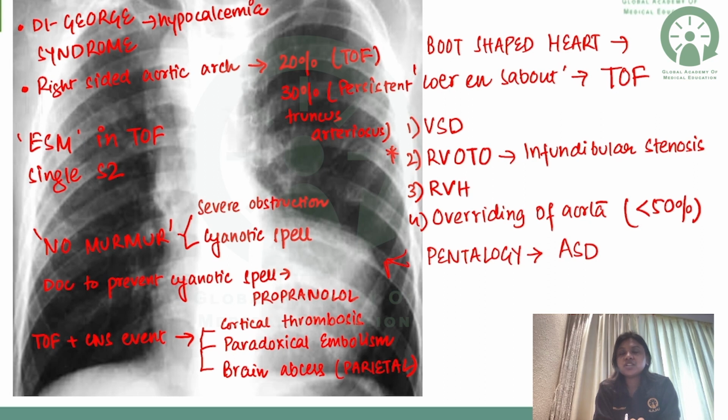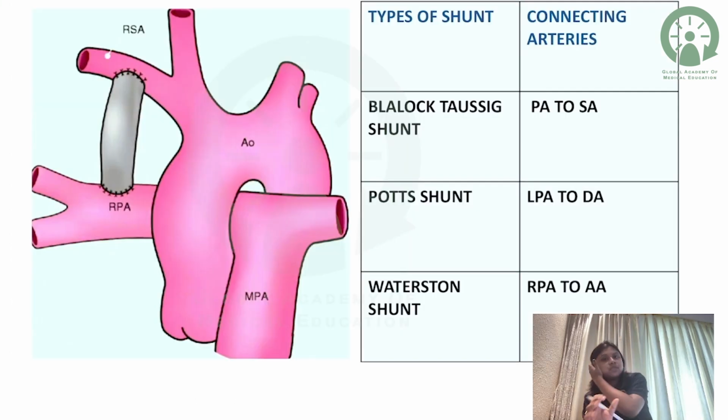So TOF is a cyanotic congenital heart disease with decreased pulmonary blood flow. What you're going to get in X-ray is a concave right ventricular apex with pulmonary oligemia, that is known as the boot-shaped heart or coeur en sabot. We can have various complications of TOF like infective endocarditis, paradoxical embolism, hyperviscosity, polycythemia, growth failure, etc. Okay, now we are going to do the shunts.